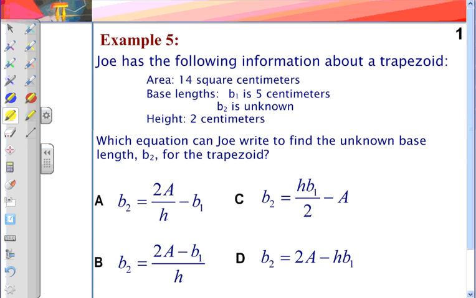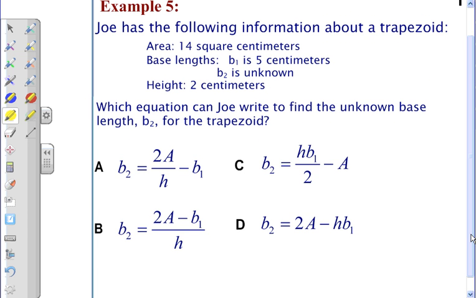Okay, one final example to look at. Let's say Joe knows the following information about a trapezoid. He knows that the area is 14 square centimeters. He knows that one of the bases is 5 centimeters, but the other base he doesn't know. And he also knows the height is 2 centimeters. We want to identify which equation Joe could write to find the unknown base, B2, for the trapezoid. So which one of these equations could actually represent the length of the second base?